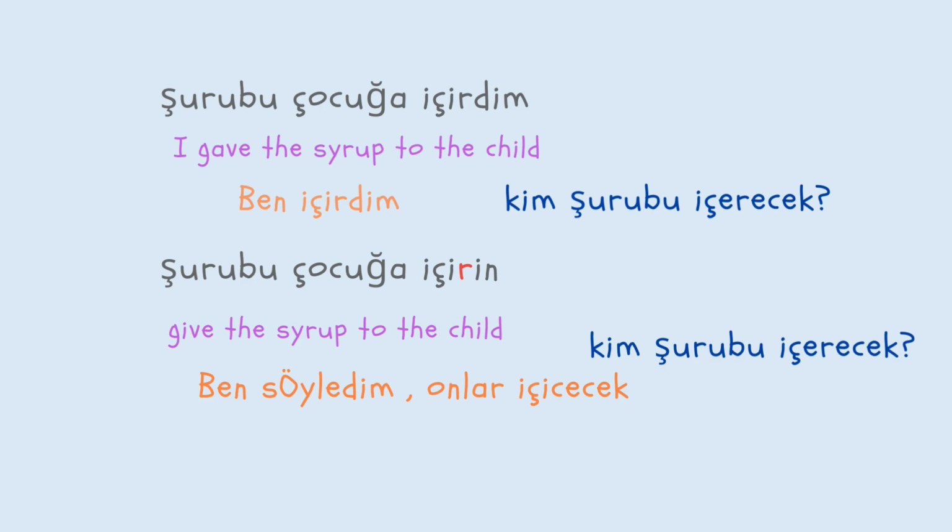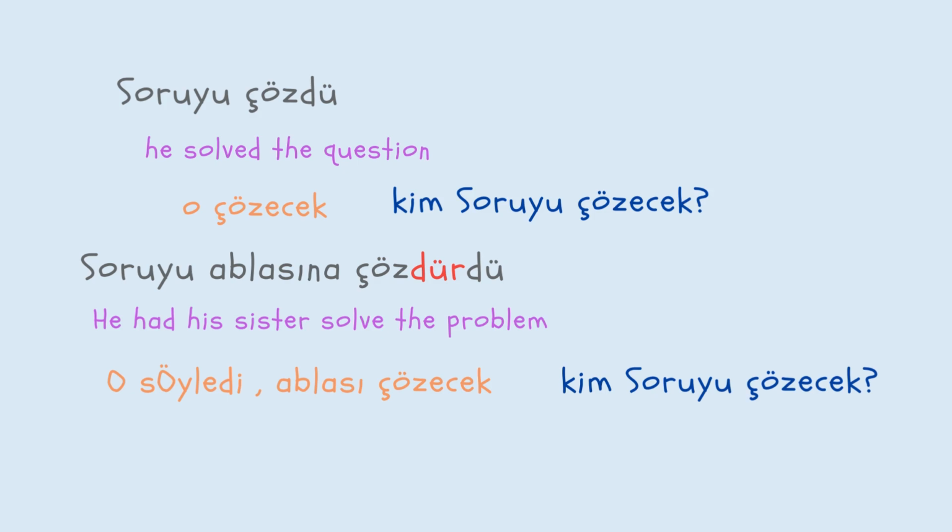O bana soruyu çözdü. He solved the question. He did it. The person himself. But when I say soruyu ablasına çözdürdü, it means he told his big sister and the big sister did the action. He had his sister solve the problem. He didn't do it. His sister did. But after he told her to do. In this case, o ablasına çözdürdü.